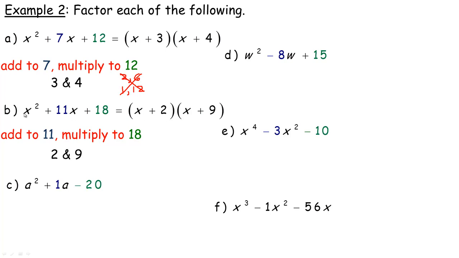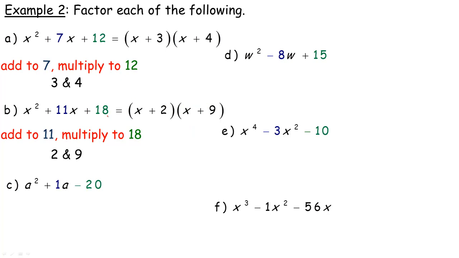X times x is x squared. This product right here is 2x. This product right here is 9x, and they add to 11x. And of course, 2 times 9 gives us the 18. So just by multiplying out, we can see that that does work.